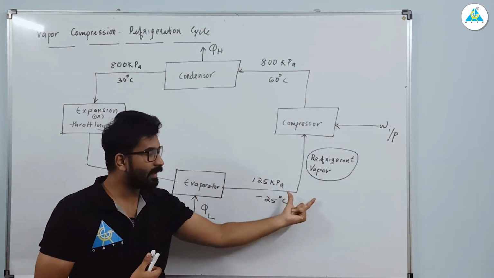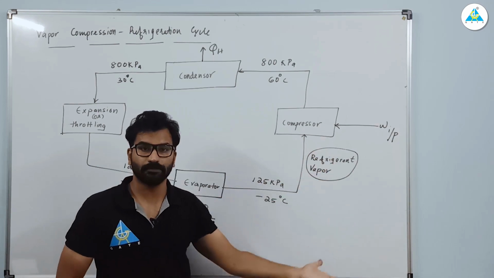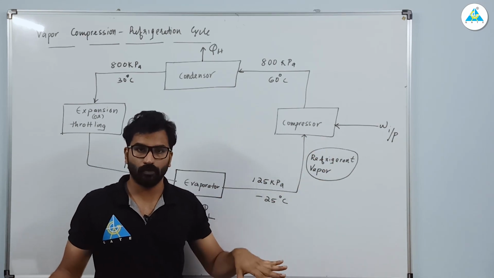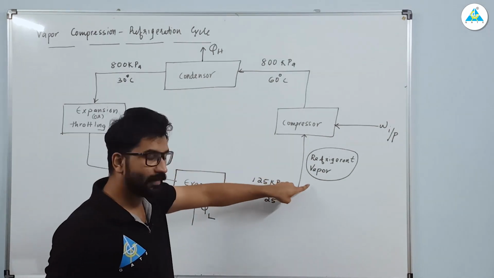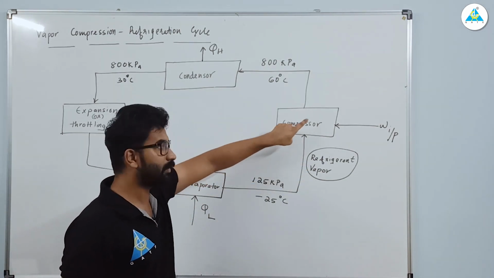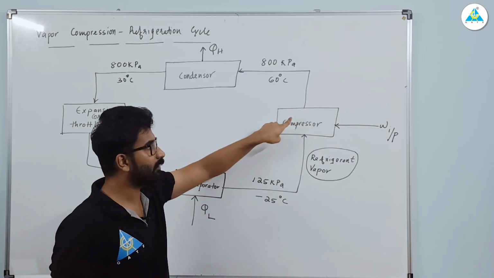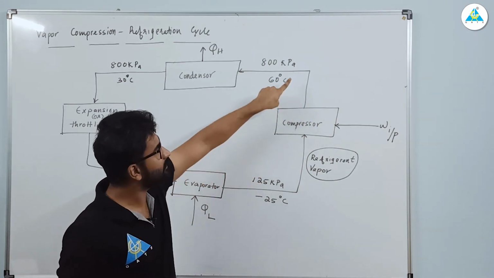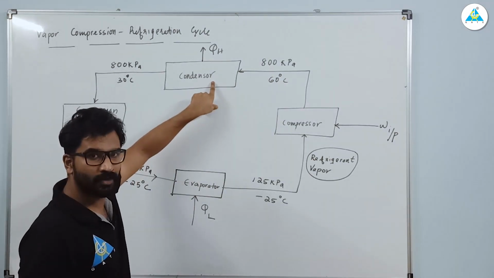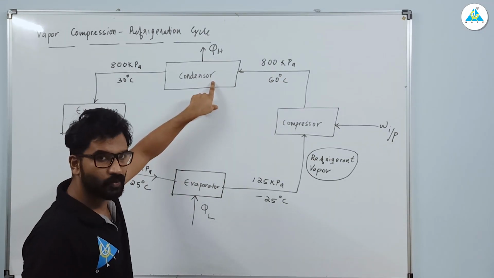So what will happen? Again, it is refrigerant vapor. It is going up. Is there any problem? No problem. Clear? I hope this part is clear. Once again, that refrigerant vapor is going inside the compressor. By giving work input, we are ready to compress it. We are compressing it. Clear? After compressing, it is going to your condenser.